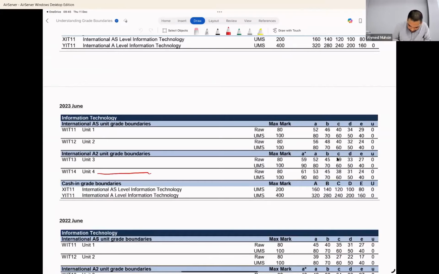Unit 4 is over here. See the raw marks. 48 means B. Pretty well. You told me how much? 16. So Yavan, you will have to work harder.